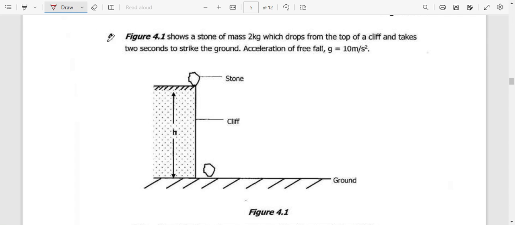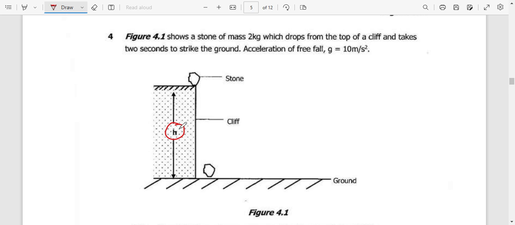Let's consider question 4. Figure 4.1 shows a stone of mass 2 kg which drops from the top of a cliff and takes 2 seconds to strike the ground. Acceleration of free fall is 10 meters per second squared. Remember, it takes 2 seconds to hit the ground. Okay, you have got also the height h here.